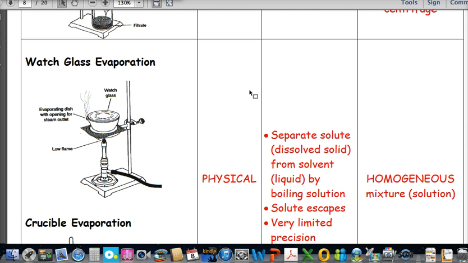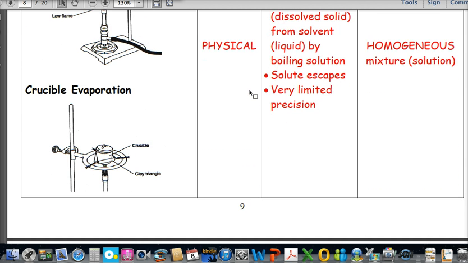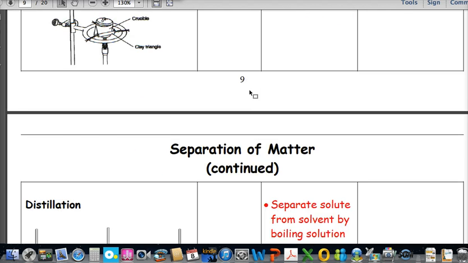What you could do is use evaporation, to heat the salt water. The water would evaporate, leaving the salt in the dish. You could use a watch glass. You could put the liquid on top of the watch glass and heat it. You could just heat a beaker with the solution in it. You could use a crucible. A bunch of different ways of doing it.